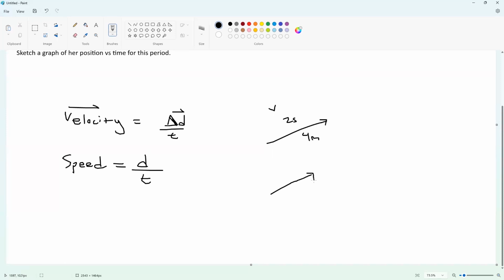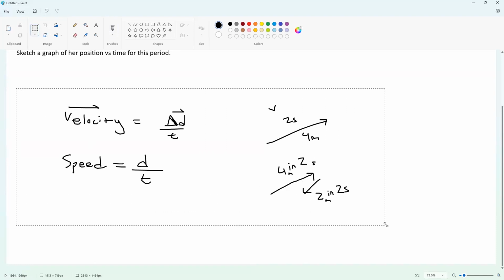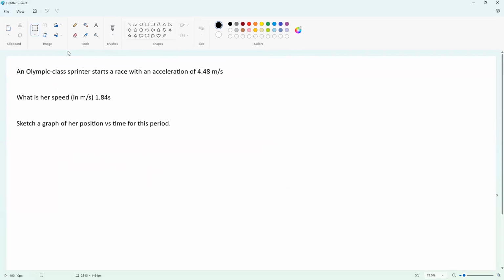Velocity this way, we move this way, then we move this way. 4 meters in 2 seconds and 2 meters in 2 seconds. I see. Thank you. Okay, you understand? Okay, good. Awesome. All right, let's go back to the question.